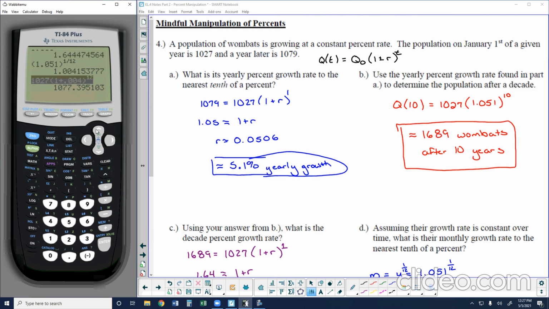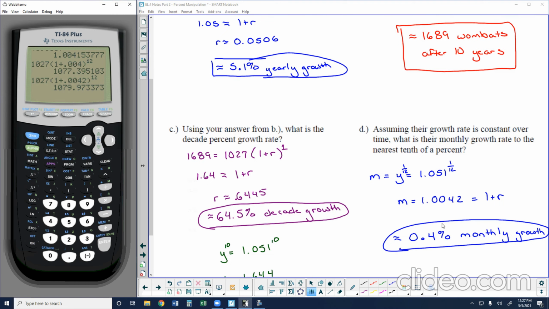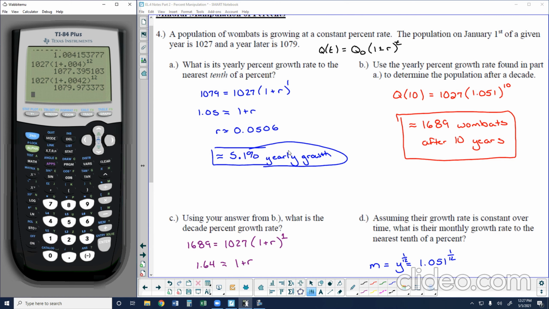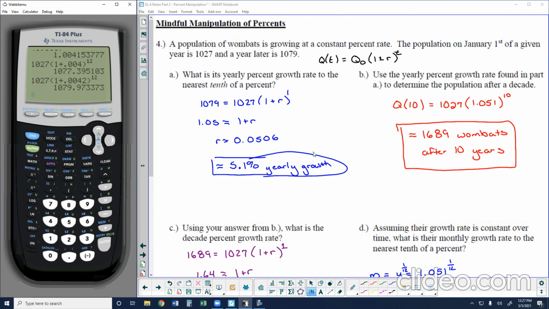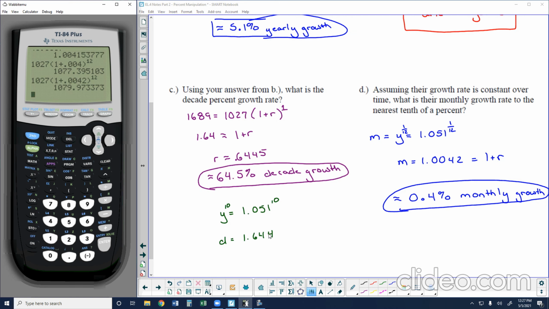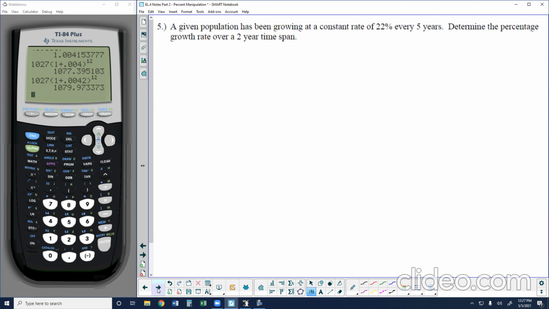If I went a little bit further on this, if I went and put the 2 in here that we had, it's going to be even a little closer to that population. So we can see that this method gives us a monthly growth rate that does check out to match our yearly growth rate if we're trying to find population. So this is how we can go about manipulating percentages, by taking a growth rate that we know and manipulating the exponents to represent a different time period.